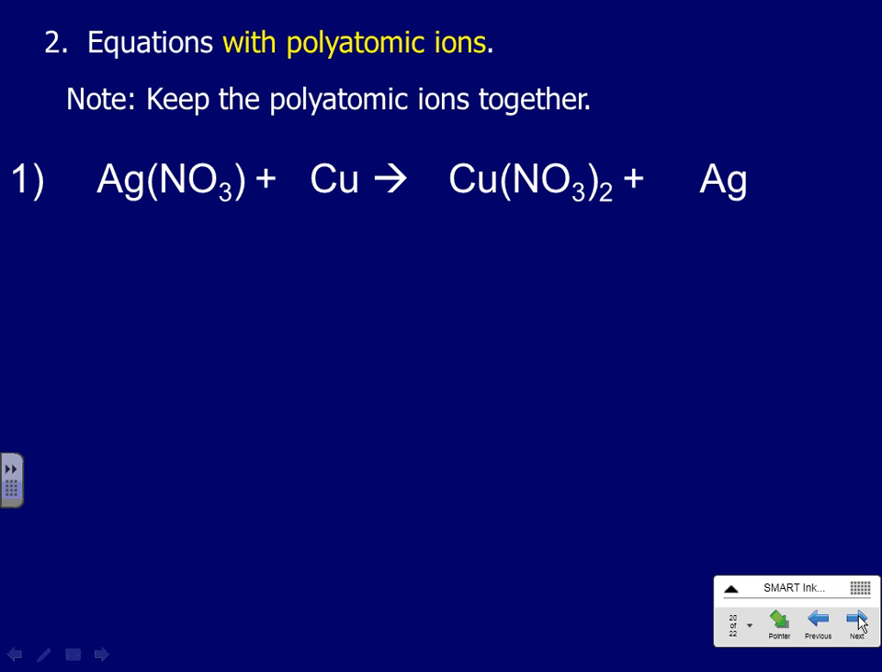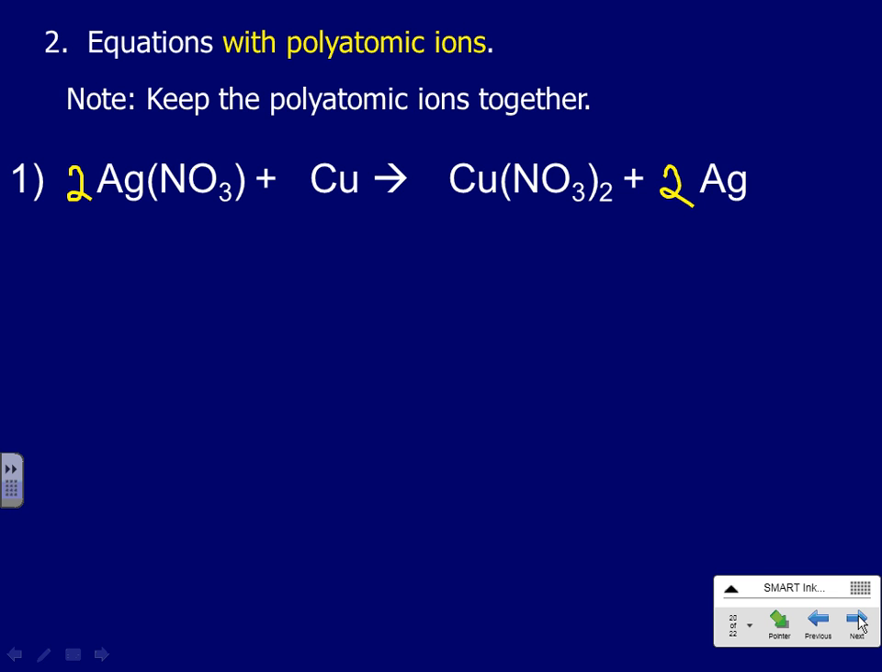Okay? How many nitrates are on the right? There are 2 nitrates. So we can balance the nitrates by putting a 2 there. We've balanced the nitrates. You could do it with individual nitrogens and oxygens, but why bother adding those extra steps when they're staying together? Now we just have to balance our metals. It's looking like copper. How many coppers? And how many coppers? 1. And what do I need here? I need a 2. All right?